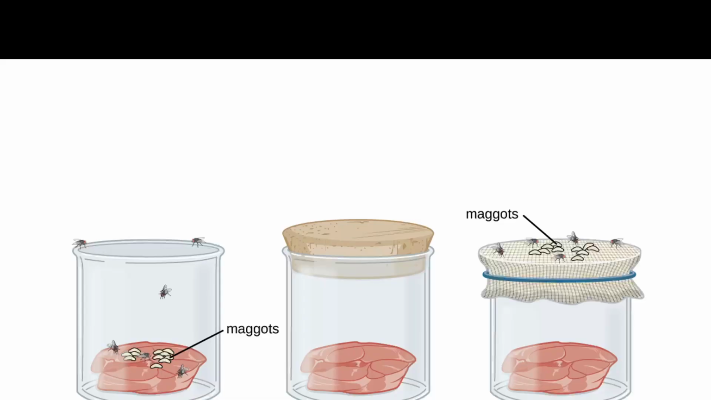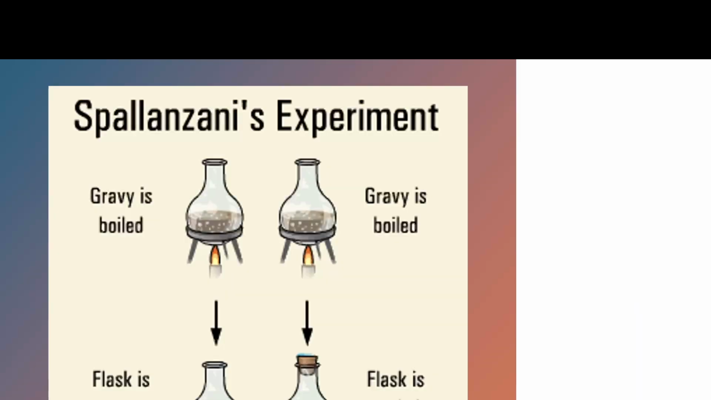So Redi's experiment disproved spontaneous generation for larger organisms by proving that maggots came from flies, not from the meat itself. The meat, which is a non-living object, cannot give rise to maggots on its own. The maggots come from a pre-existing living organism, which is the fly. That is how Francesco Redi's meat and maggot experiment disproves spontaneous generation, that life cannot develop out of a non-living object. Right? So this was the first option, Redi's experiment. This disproves spontaneous generation.